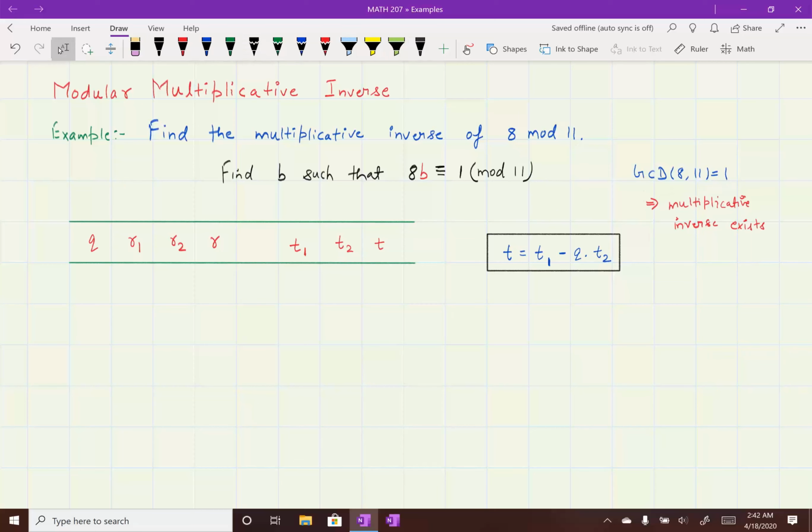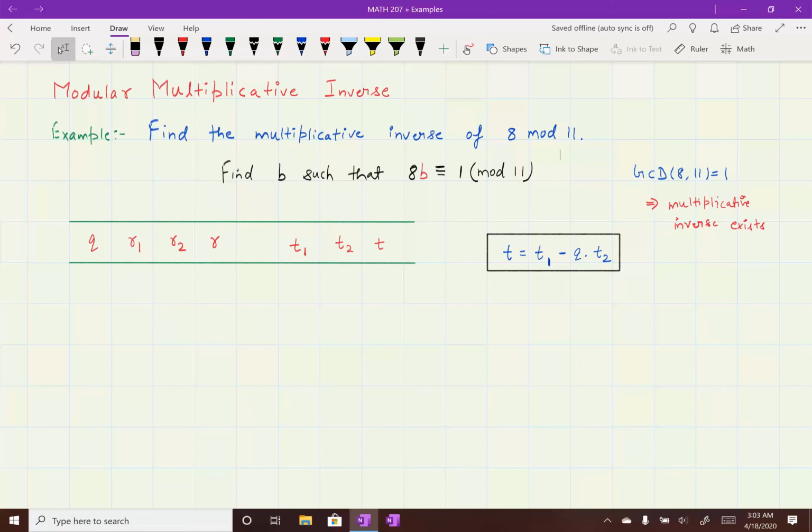To find the multiplicative inverse b, I will construct this table with 7 columns, which are q, r1, r2, r, t1, t2 and t, where q is my quotient, r1 and r2 are the integers given in my problem, r is the remainder, t1 and t2 are the temporary variables, and t I can compute based on this formula: t is going to be equal to t1 minus q times t2.